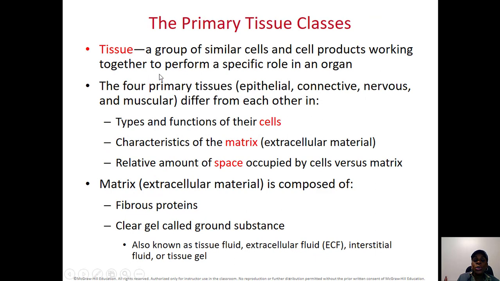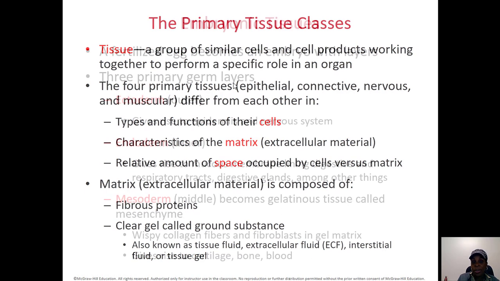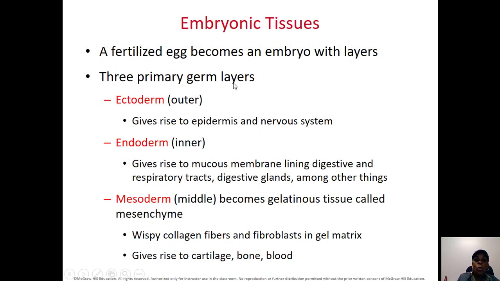So what is a tissue? A group of similar cells and cell products working together to perform a specific role in an organ. We talked about this already. Now, where do they come from? There are three types of germ layer.